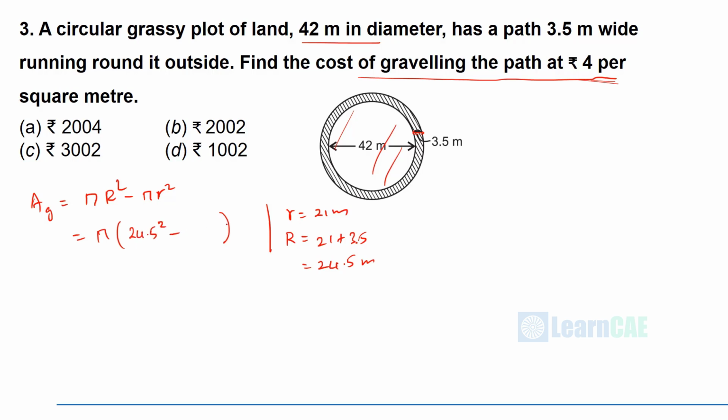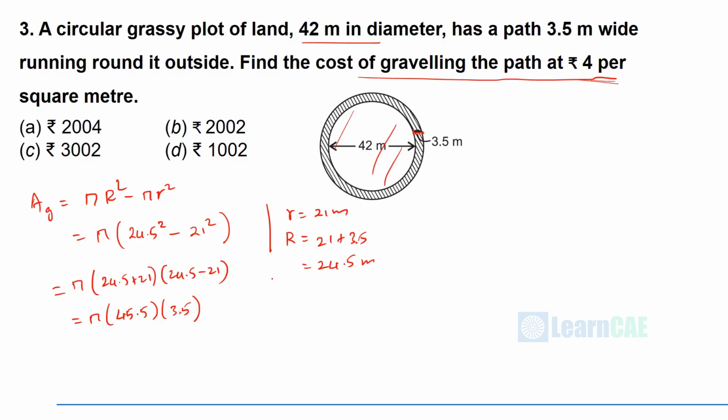24.5 square minus small r is 21 square. We shall use a plus b into a minus b. So 24.5 plus 21 into 24.5 minus 21. This will be pi into 24.5 plus 21 is 45.5, and then this will be 3.5.